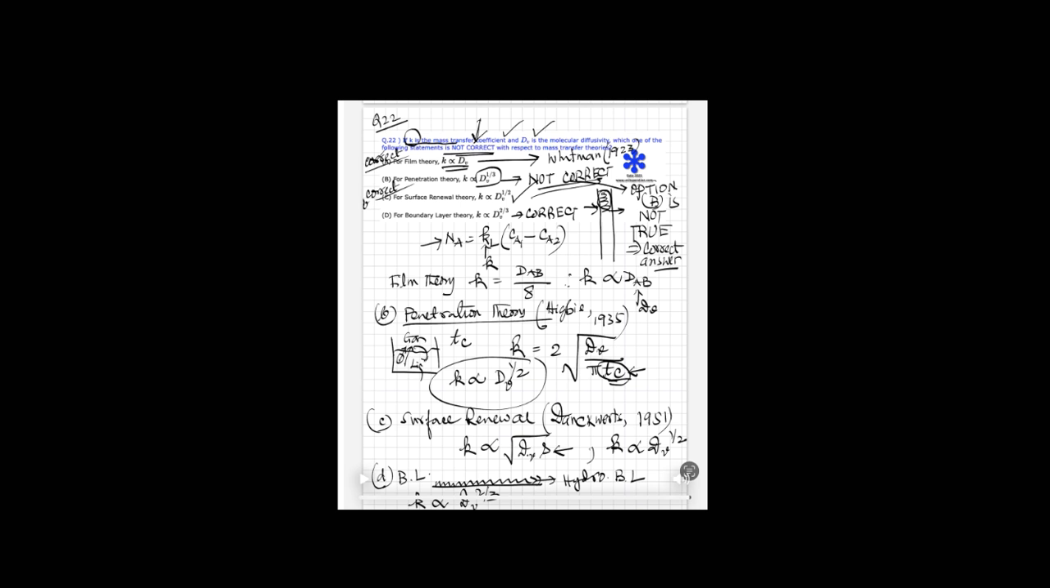Film theory predicts K is proportional to dV directly, which is raised to the power 1, whereas according to penetration and surface renewal theories, K is proportional to the square root of dV, that means 0.5. The actual value lies between 0.5 and 1, somewhere around 0.66 to 0.67, which has been experimentally observed. So boundary layer theory is very close to the actual experimental result.